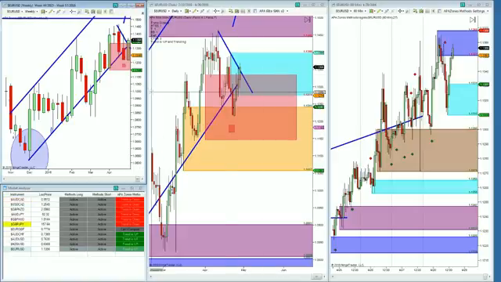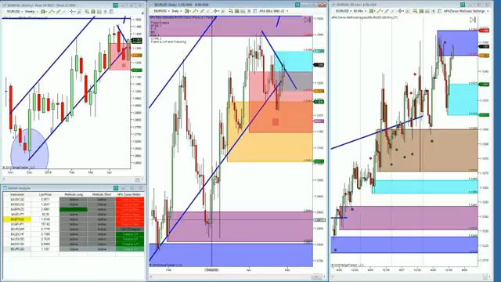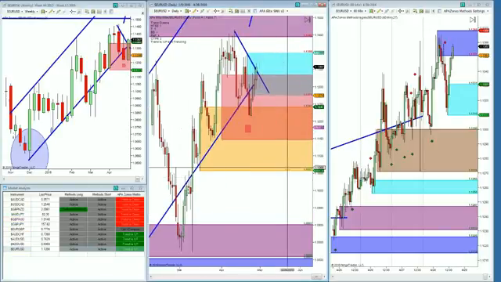But we've been looking long on this for quite some time, so it shouldn't really be that big of a surprise for you. We've been looking long for basically the past 2 months, roughly. So just seeing all this stuff come to fruition here.